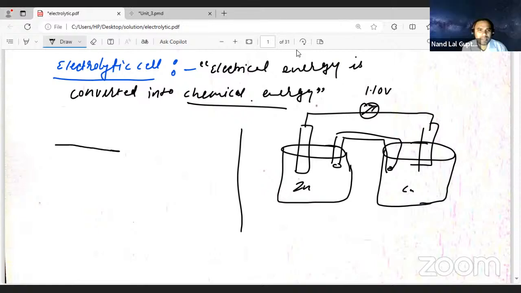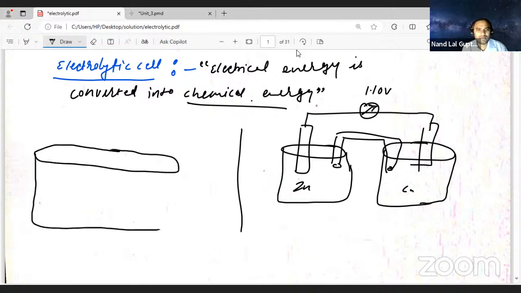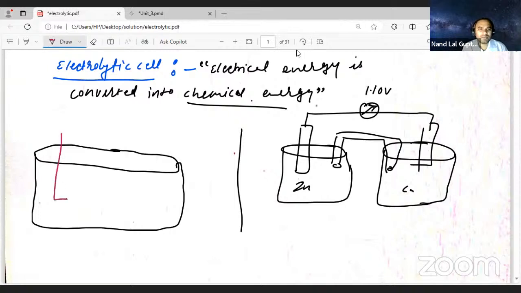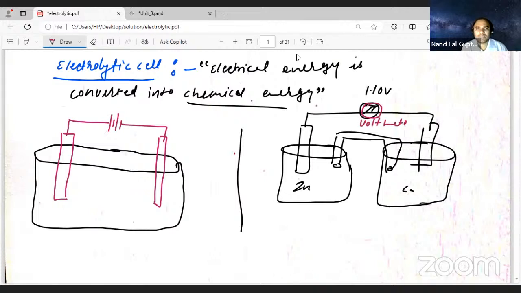If you talk about the electrolytic cell, it is made up of only one cell, not two cells. Both the electrodes are kept in the same cell. Here we are connecting with the battery, and we are connected with the voltmeter to get the voltage.